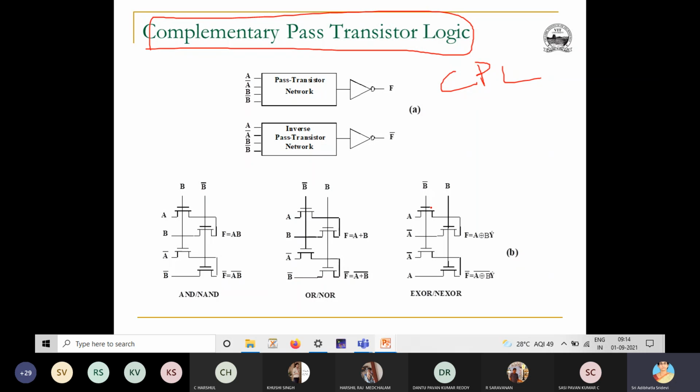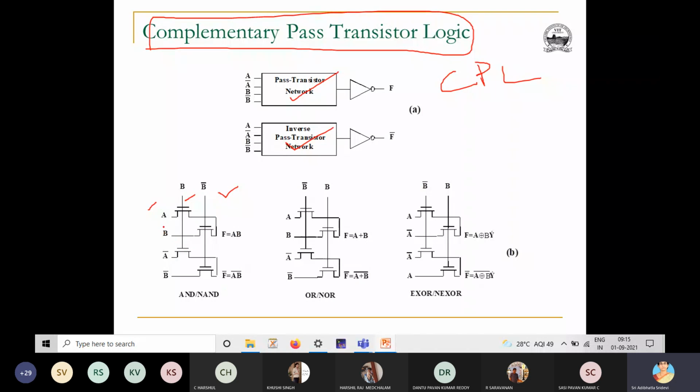Okay. So what is complementary pass transistor logic? It is nothing but having both pass transistor logic and inverse pass transistor logic in the same circuit. You see here, we are giving B to two FETs and B bar to two FETs as gate inputs.